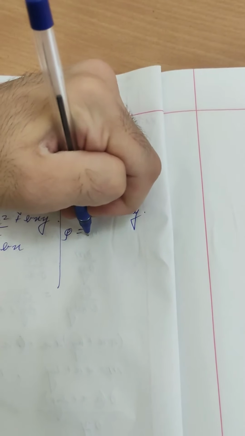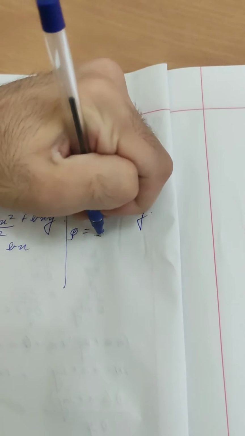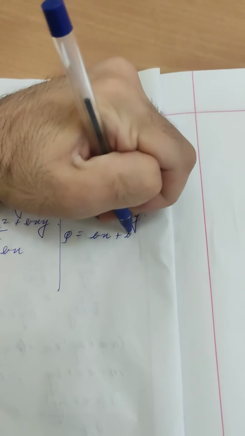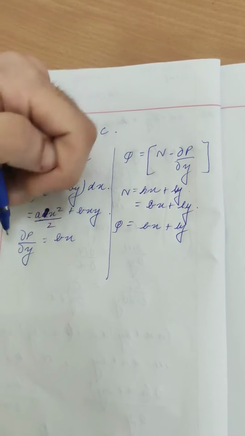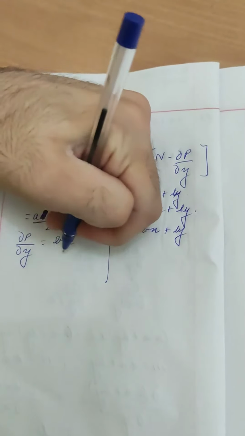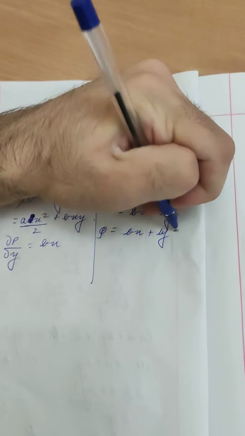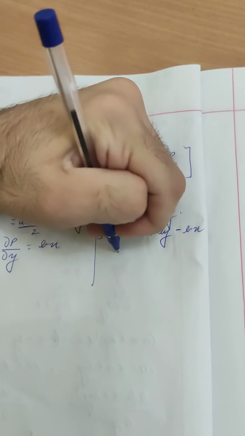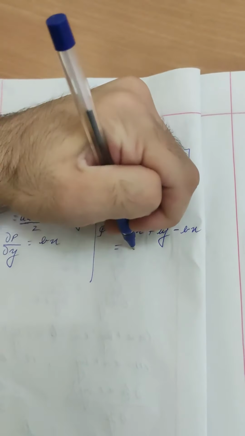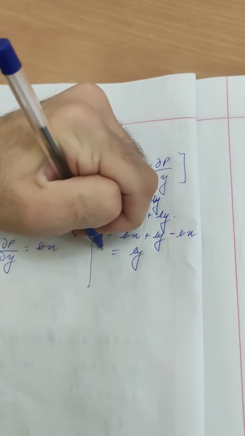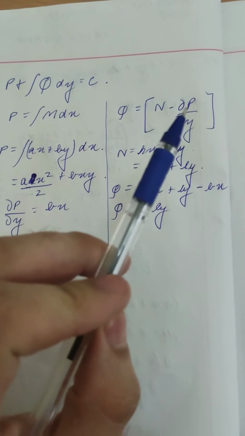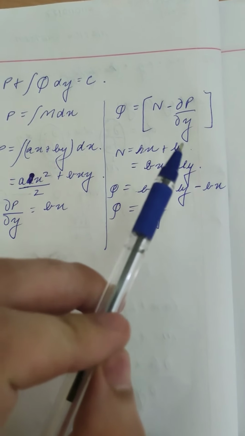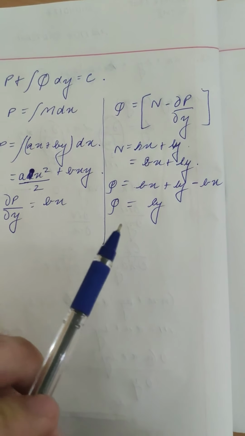So this gives us bx plus ly, and we found that the partial differential of P with respect to y was simply bx, so minus bx. This would lead to Q equals ly. We have done nothing but replace the values of N and the partial differential of P with respect to y, and we have come up with Q equals ly.